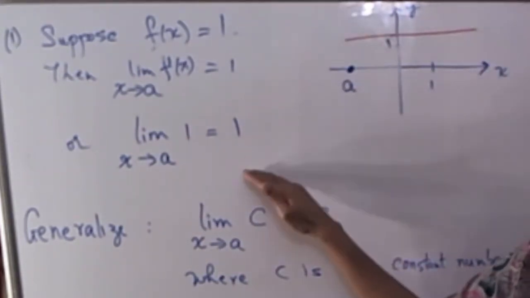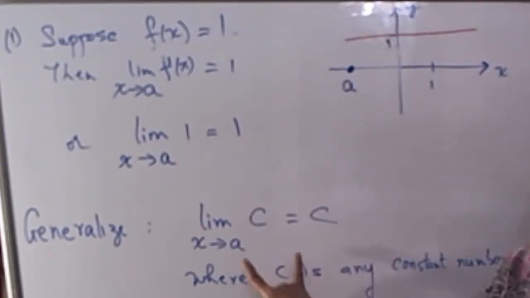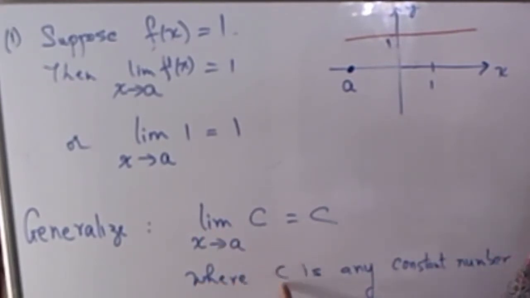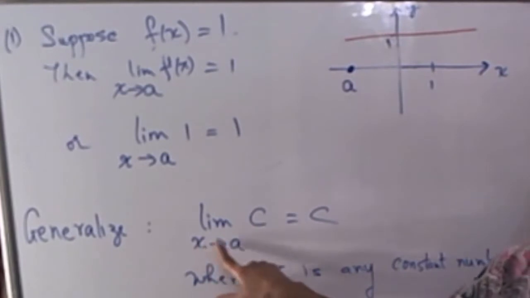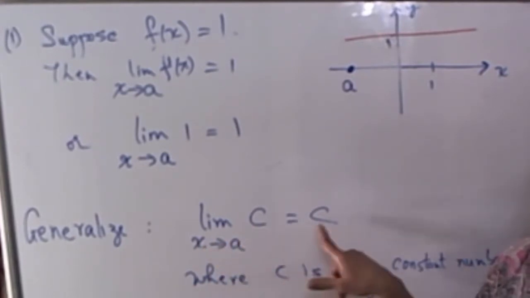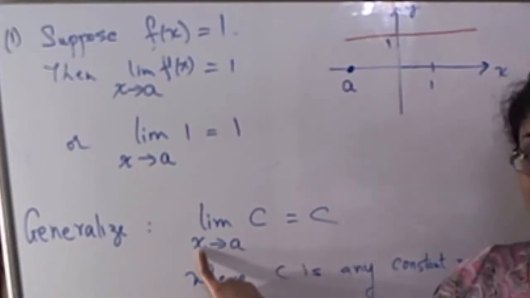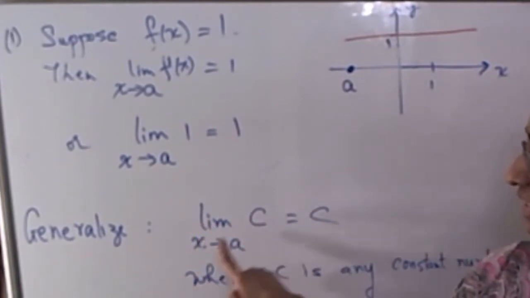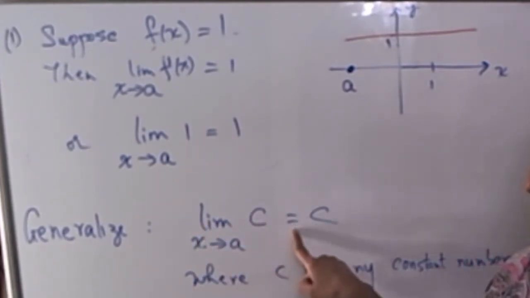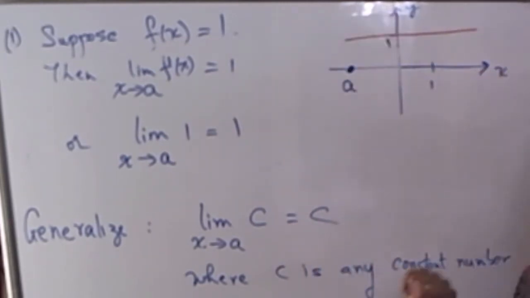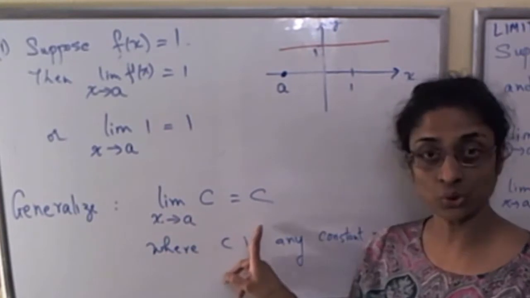Now we can generalize this discussion to this observation. Limit of c, where c is any constant number, as x approaches a. What is that? That's simply c. c is a number, it doesn't have any x's in it, and so the limit of c as x approaches a, we conclude, is in fact c. This simple example should convince you of why this is so.